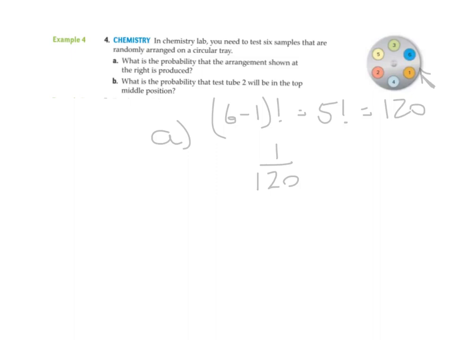And the B part is a lot easier. We're back to general probability now. What is the probability that the test tube number 2 will be on top? Well, there is only one number 2 and there are 6 possible positions, so it's just 1/6.